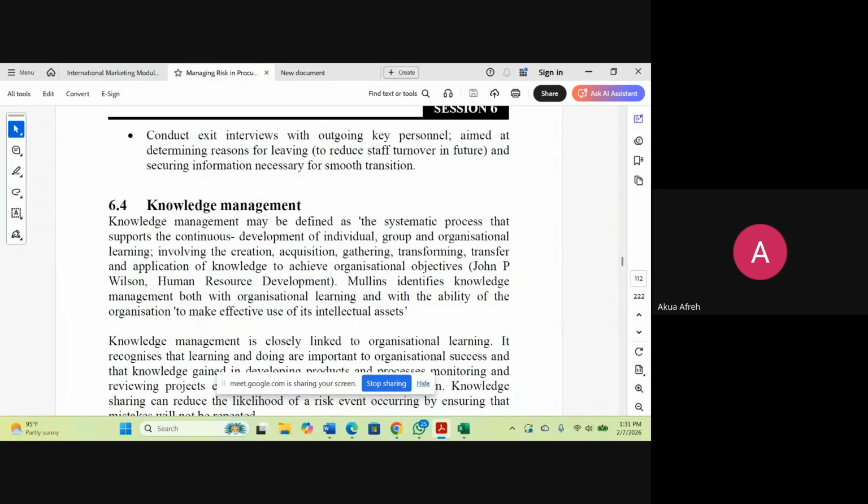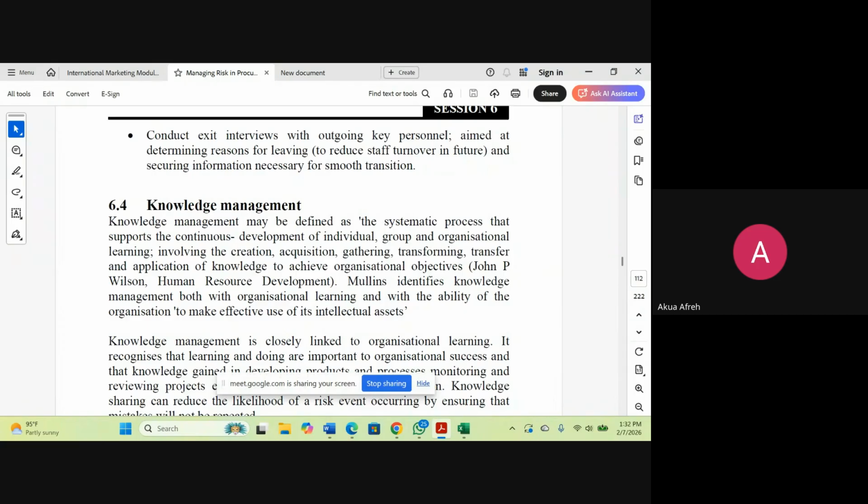Then finally, we talk about knowledge management. How do we manage the knowledge we have as an organization? Talking about succession plan, somebody comes to the organization and the person leaves, and it seems the person has taken all the knowledge in the organization away. So in order for us to retain this knowledge, we need to manage it.